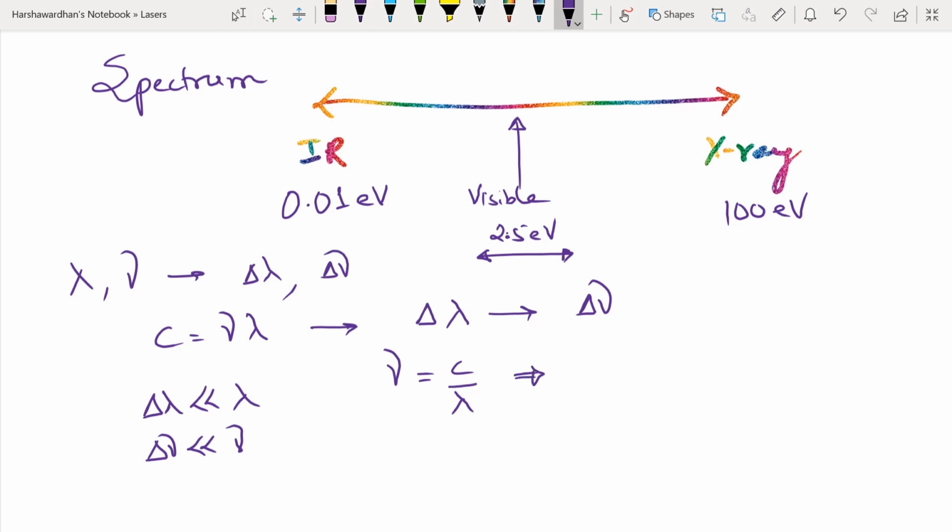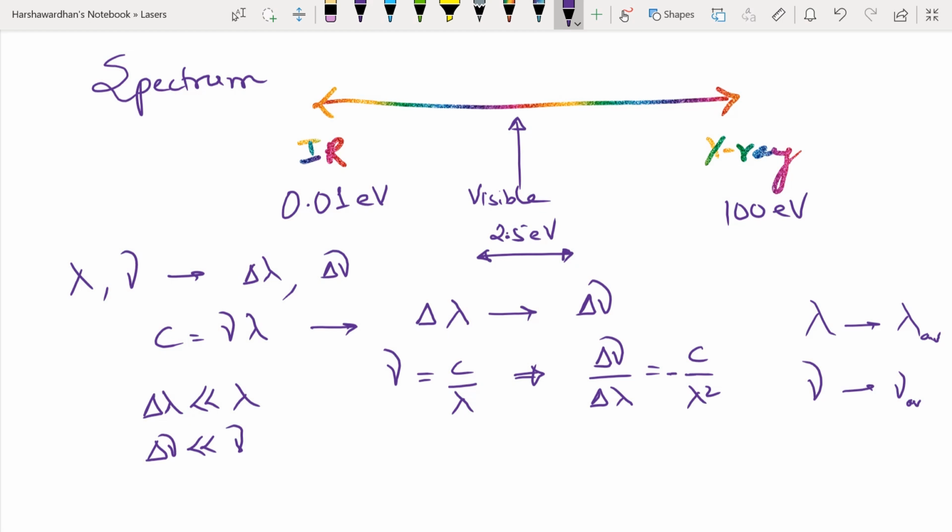and then I differentiate nu with respect to lambda. So what I get is delta nu by delta lambda, which just happens to be c by lambda squared with a minus sign. Here lambda is the average or the central lambda. Similarly, nu here is the nu average between the two.